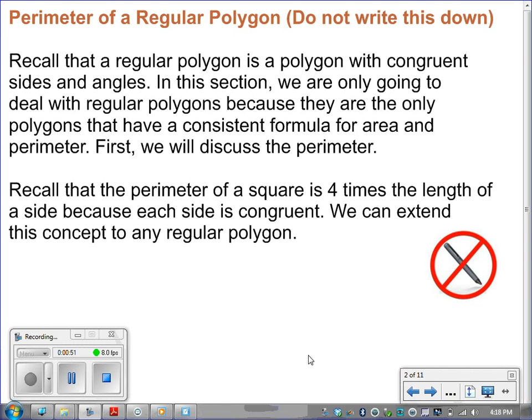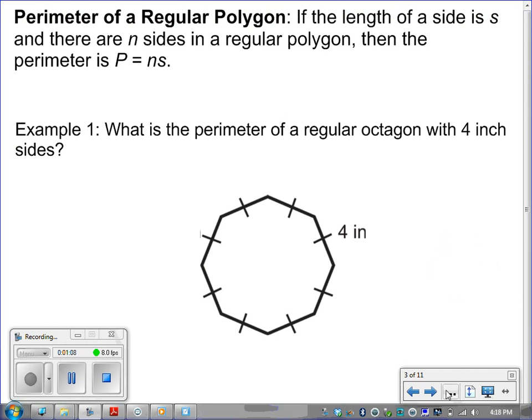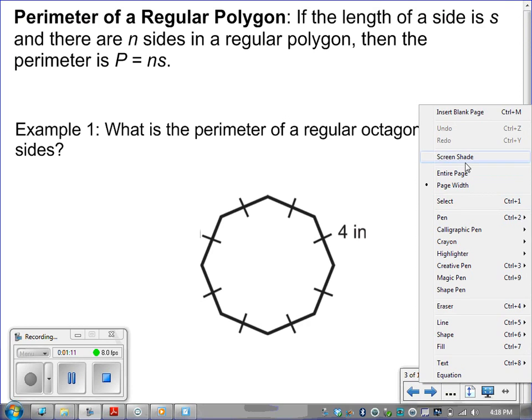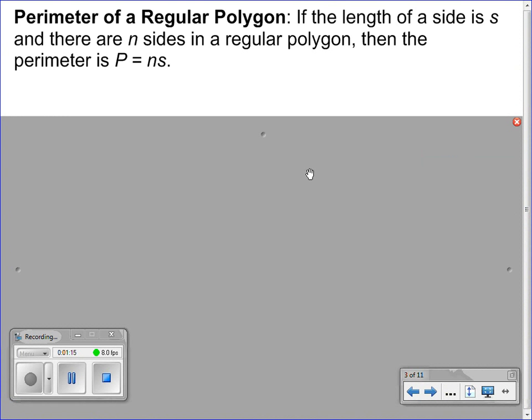First, we will discuss perimeter. Recall, the perimeter of a square is 4 times the length of each side because each side is congruent. We can extend this concept to any regular polygon. So if I want the perimeter of a regular polygon, the length of a side is s, and there are n sides in a regular polygon, then the perimeter is equal to P equals n times s. Go ahead, let's click pause and write this one down.